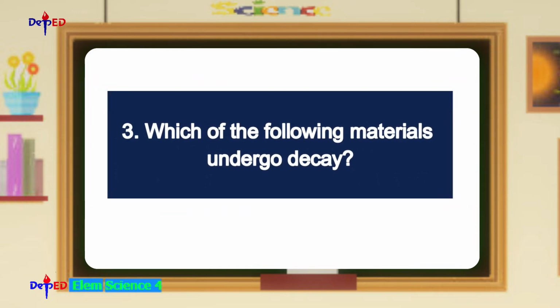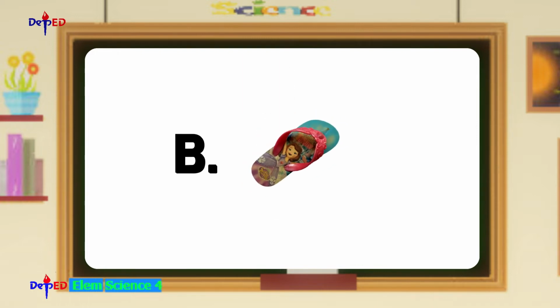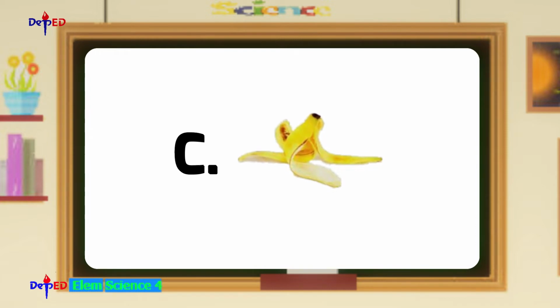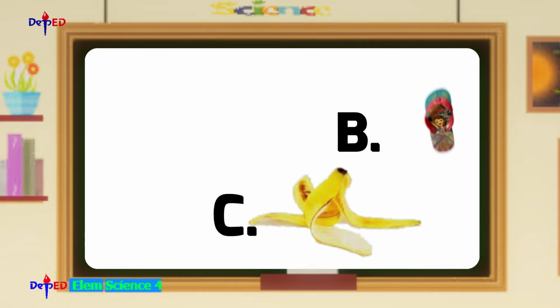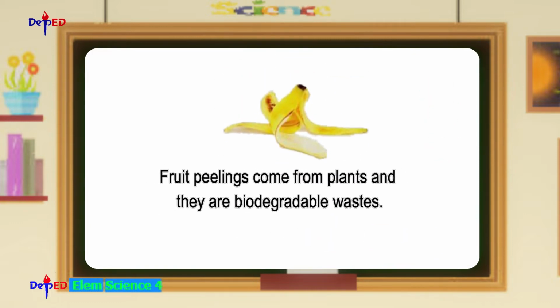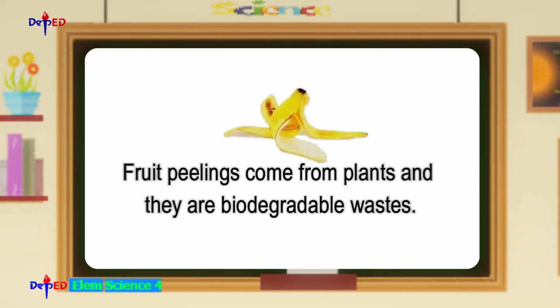And for the last review question, which of the following materials undergo decay? A. Glass bottle, B. Rubber slippers, C. Fruit peelings. Excellent! Fruit peelings come from plants and they are biodegradable waste. Indeed, you learned a lot from last week's lesson.